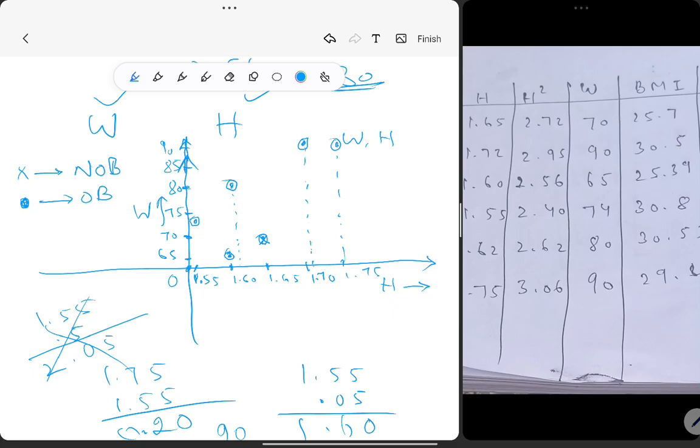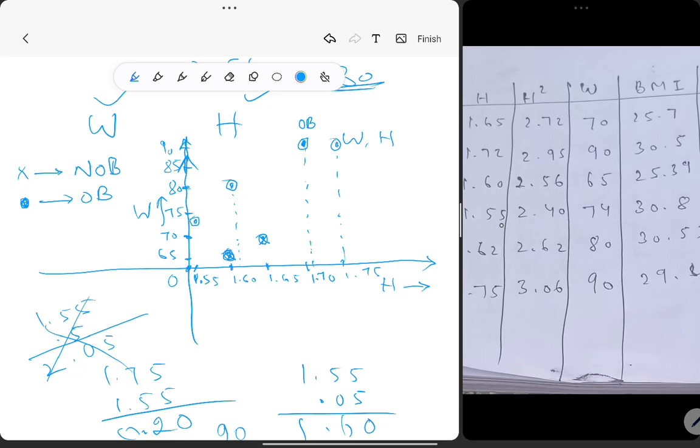1.72. He has a body mass index of 30.5. He's obese, so dot, obese, because body mass index is greater than 30. Now the third person has a body mass index of 25. What is his height? 1.60. So this person will be denoted by a cross. Cross means non-obese.